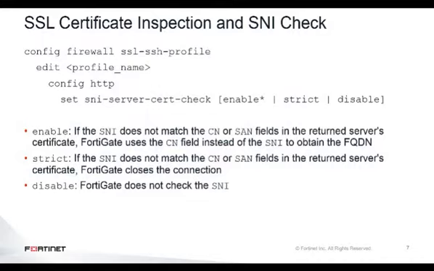You can configure FortiGate to be more strict, so it closes the client connection if the domain in the SNI field does not match any of the domains listed in the CN and SAN fields. You can also configure FortiGate to disable SNI checking altogether, so that FortiGate always uses the SNI information to obtain the FQDN to rate the site.